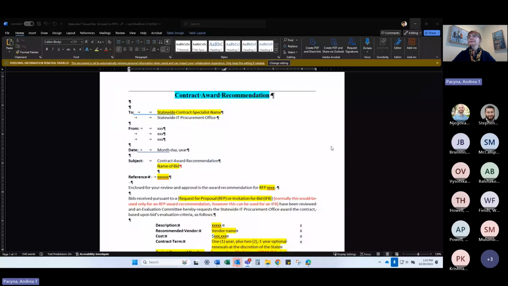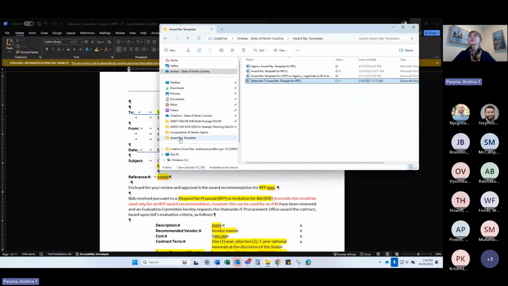So I'm going to screen share. Here we go. We'll get to that right now. All right, I'm just going to show you, here's the award recommendation templates. This is awful small here, but here's an IFB one.